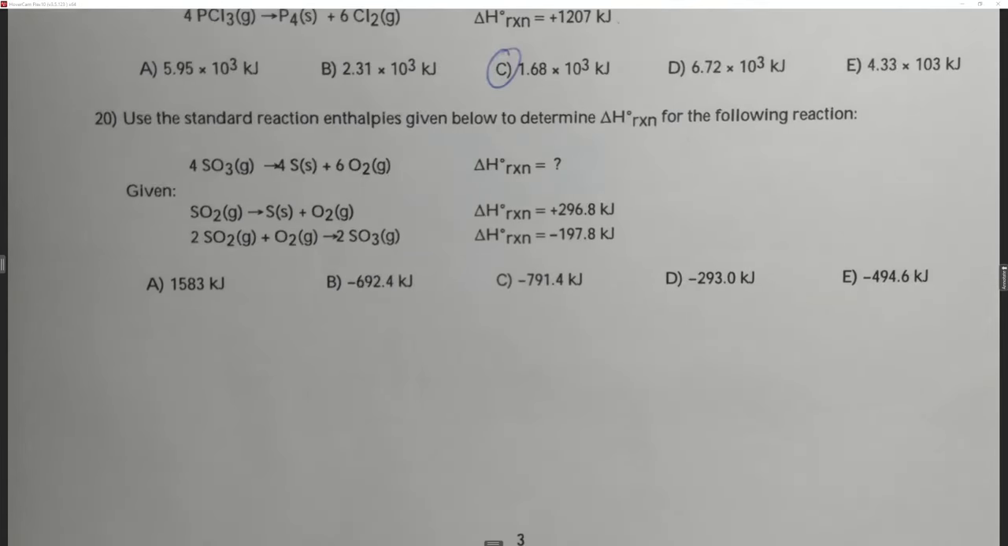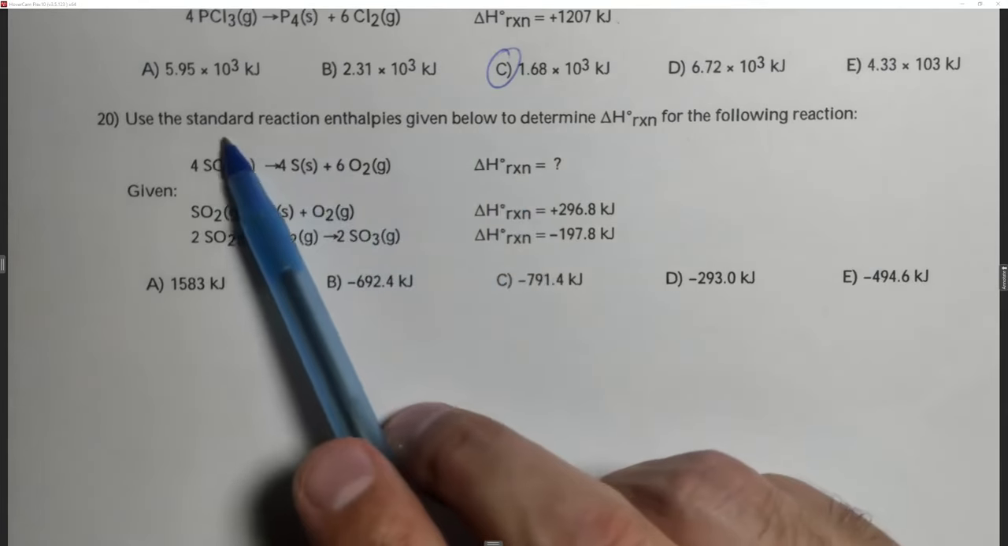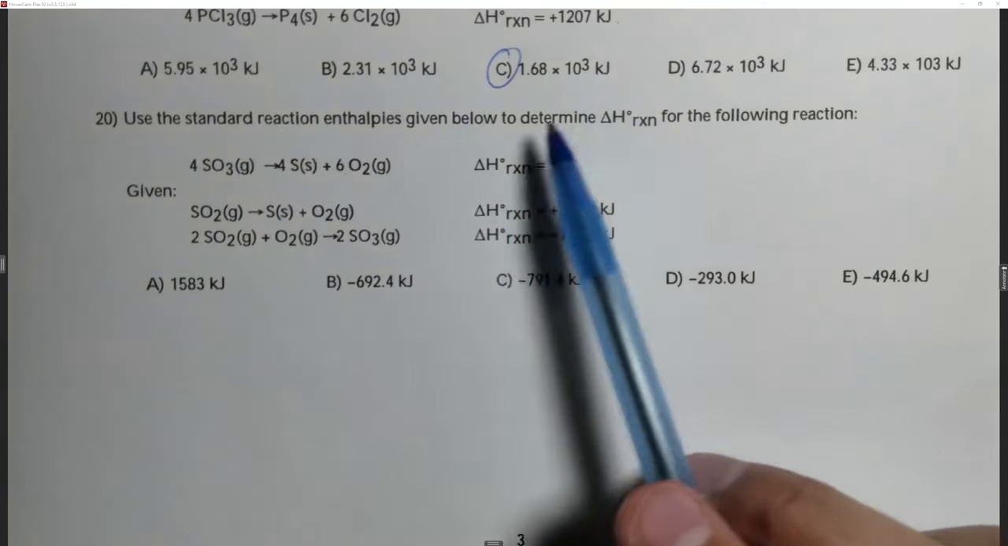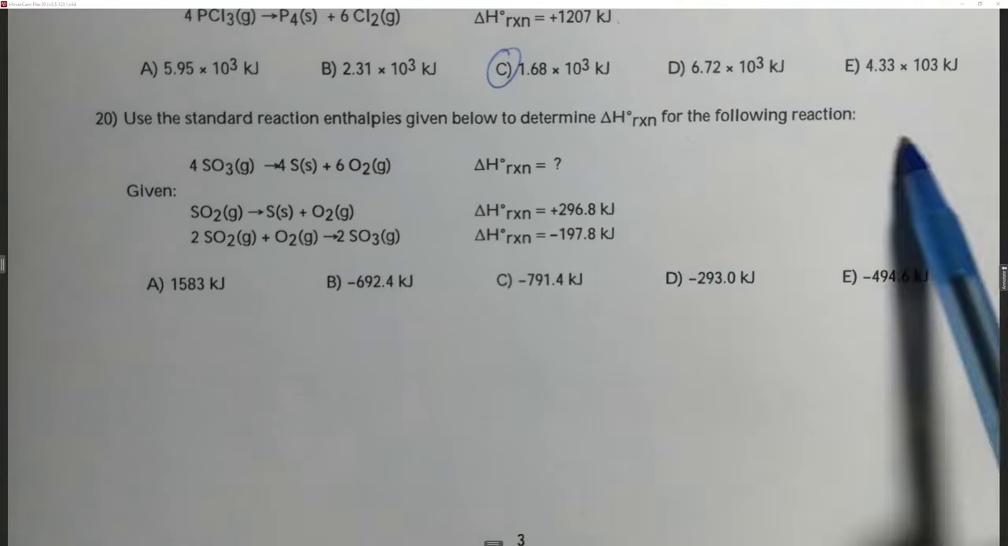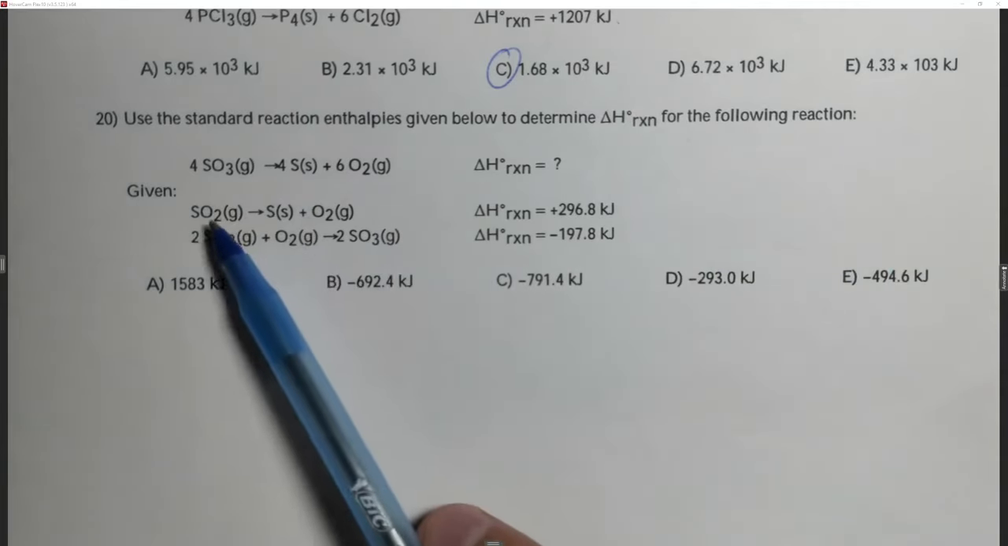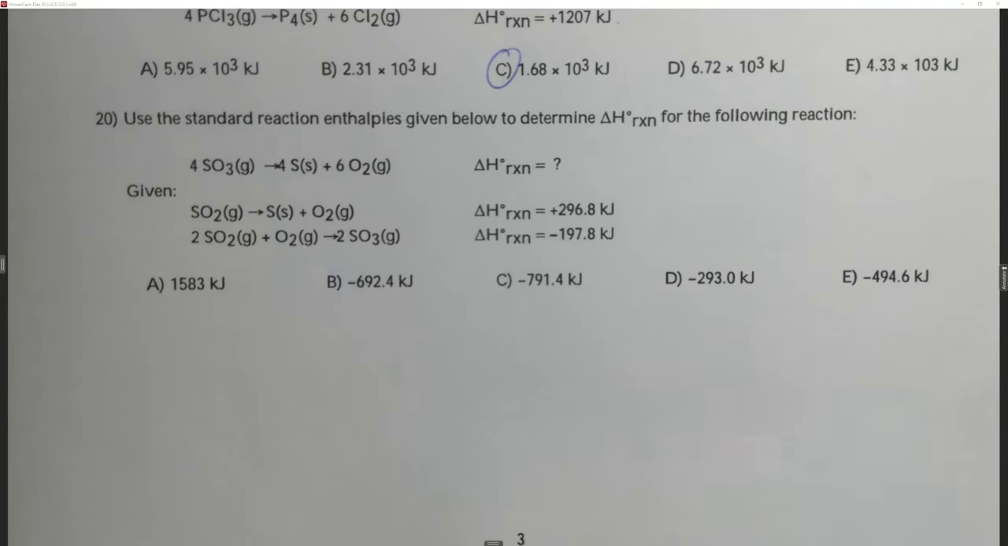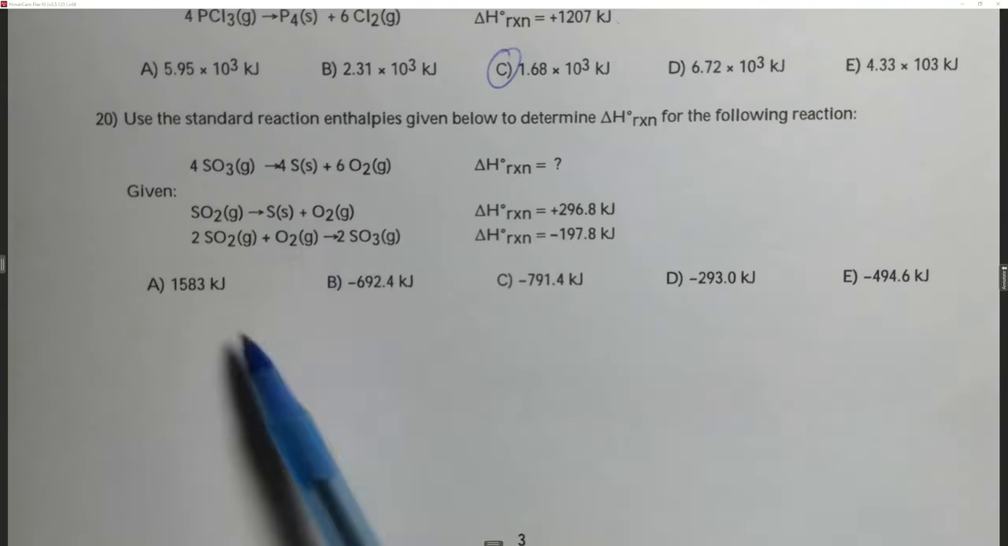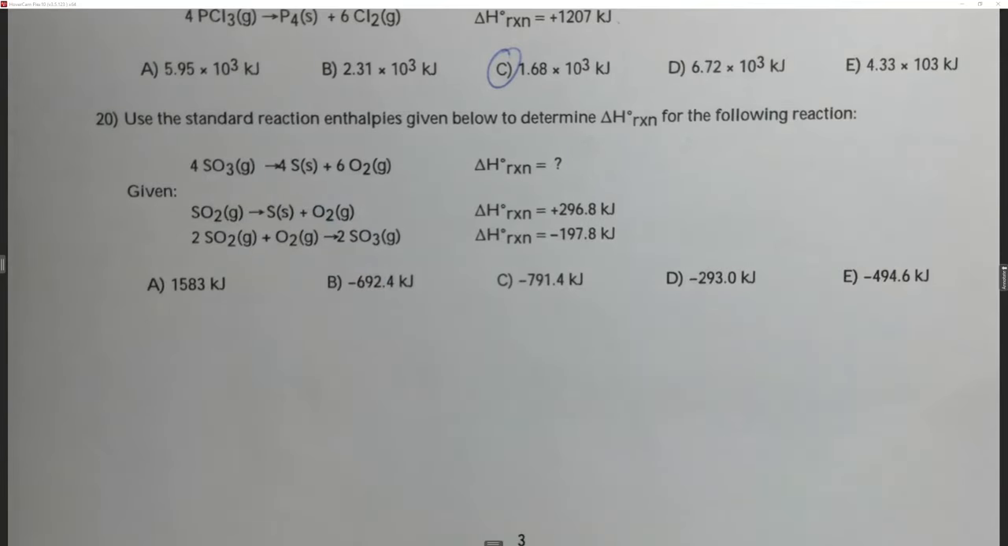All right, the last question is about Hess's law. It says to use the standard reaction enthalpies given below to determine delta H reaction for the following reaction. So we have this reaction, and we're given this reaction, and we're given this reaction. Hess's law is the thing where we add the equations together in order to form the overall equation.